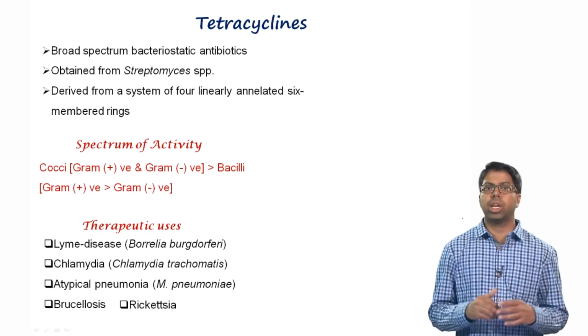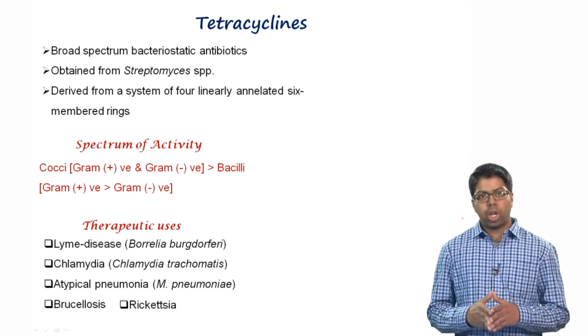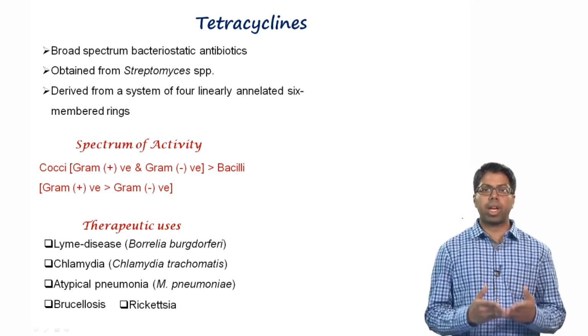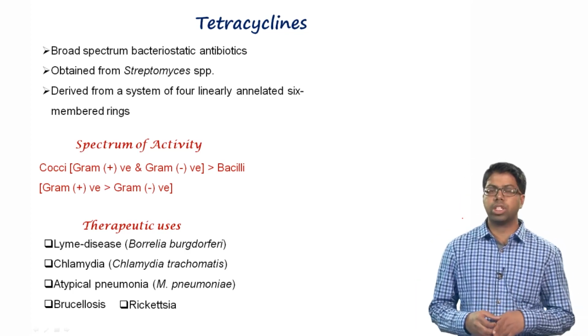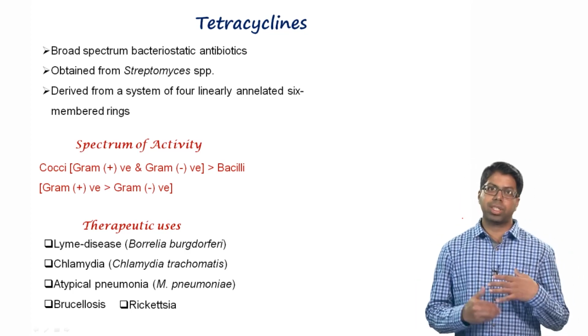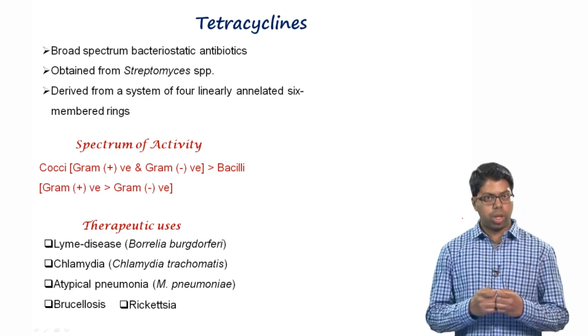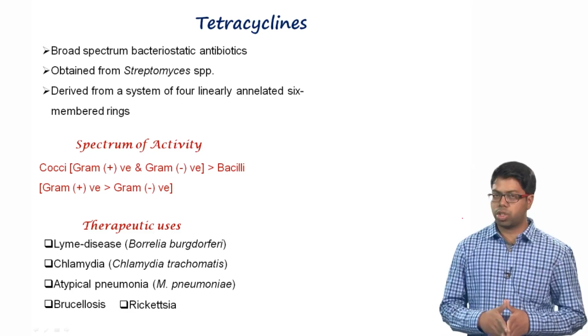Tetracyclines are also good against Chlamydia trachomatis, the causative agent of the sexually transmitted disease chlamydia. They are also good against Mycoplasma pneumoniae, the causative agent of atypical pneumonia, which is characterized by lower respiratory tract infections. Tetracyclines are also good against the Brucella and Rickettsia genera of bacteria.